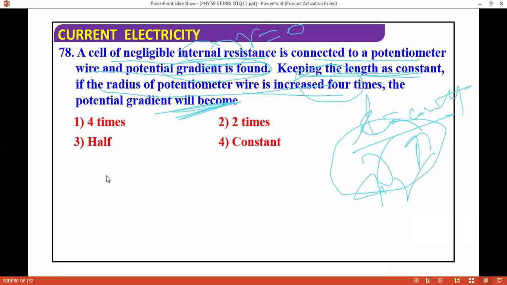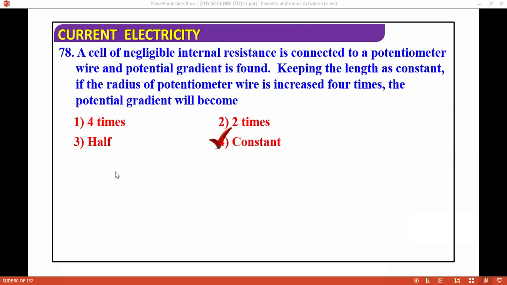What's the answer? Constant. Potential gradient does not depend on area. Next question.